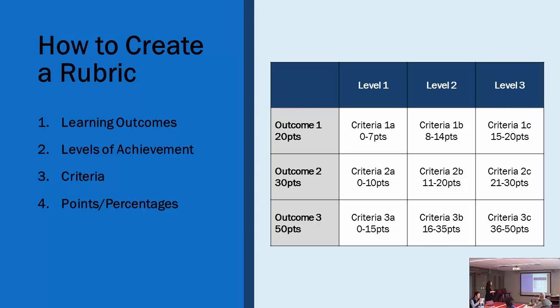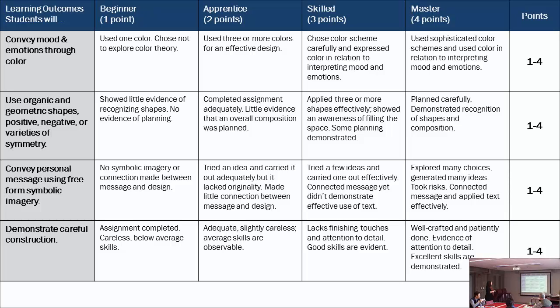Now let's look at a real one. This is a real one we borrowed in our ed class. It's a similar thing: you put your outcomes along the left-hand side, you've got your levels of achievement, and the points in this one are all filled in. And here are all the individual criteria that people meet for each of the outcomes. So the first one, the top row we'll look at, is convey mood and emotion through color. Talk about subjective, right? The grading of art, essentially.